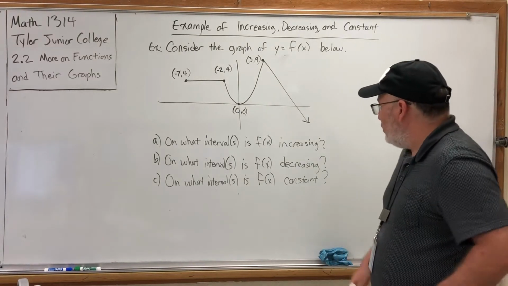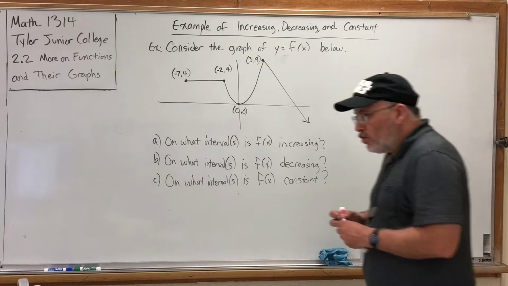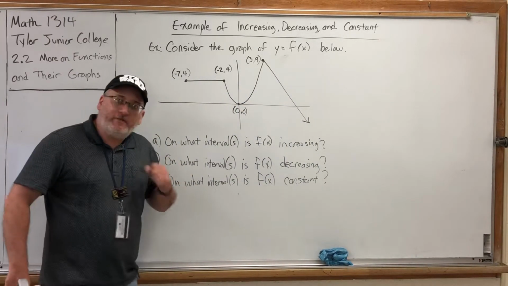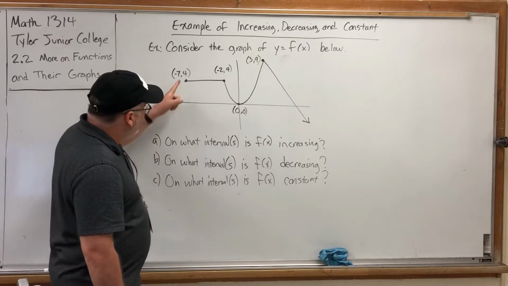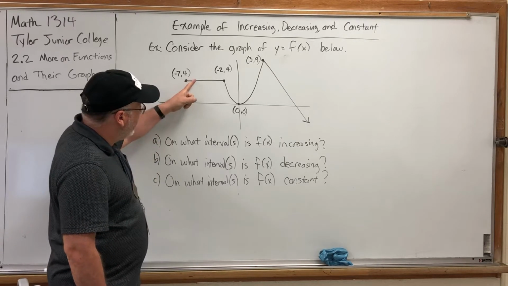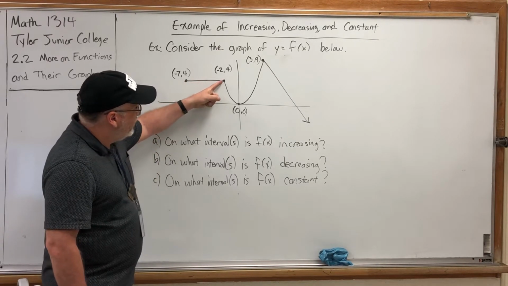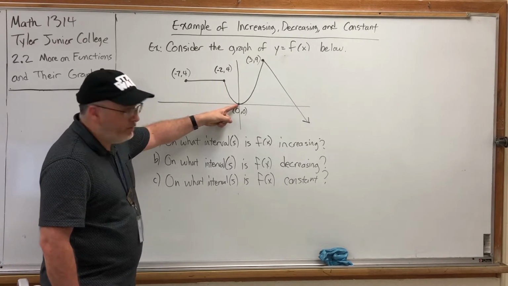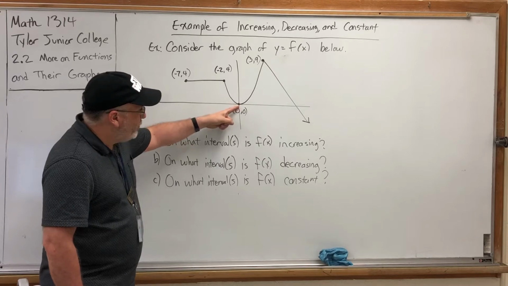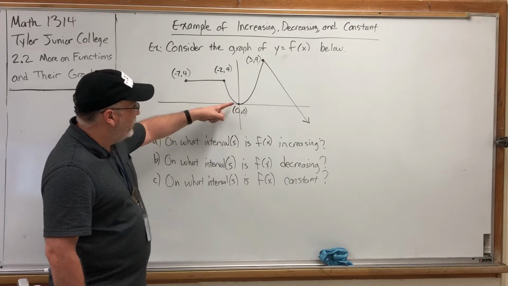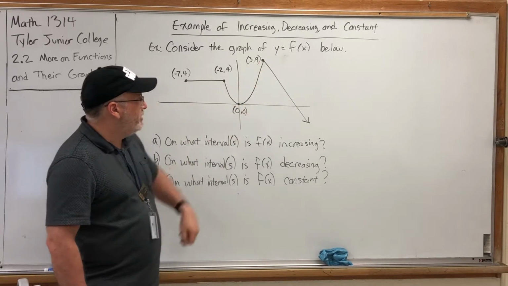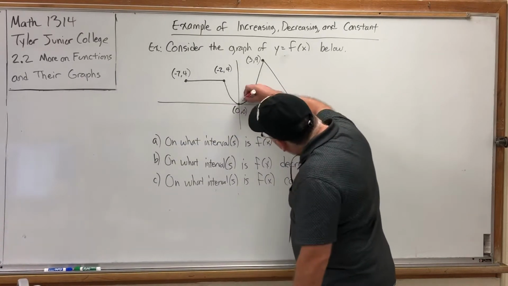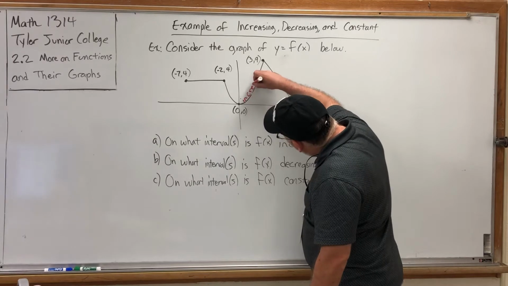Let's start with the first one about the function increasing. Remember, increasing means the graph is going up as you are moving from left to right. So as we move from left to right, are we going up? No. We hit this corner, and now we're going down. But once we reach the origin on this parabola, we begin our journey upwards until we hit the point (3, 9). So this portion, the graph is increasing.